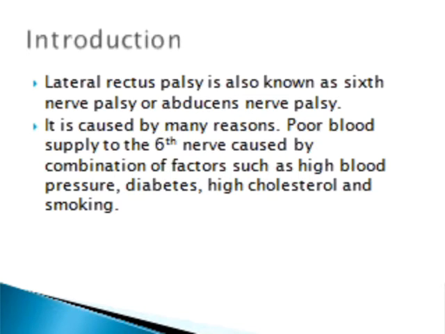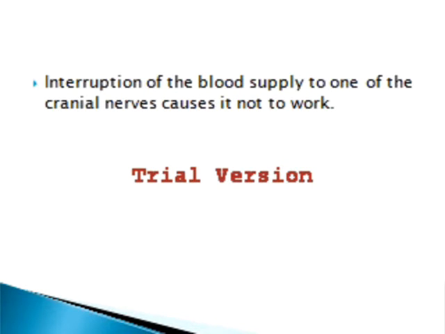Introduction. Lateral rectus palsy is also known as sixth nerve palsy or abducens nerve palsy. It is caused by many reasons: poor blood supply to the sixth nerve caused by a combination of factors such as high blood pressure, diabetes, high cholesterol and smoking. Interruption of the blood supply to one of the cranial nerves causes it not to work.